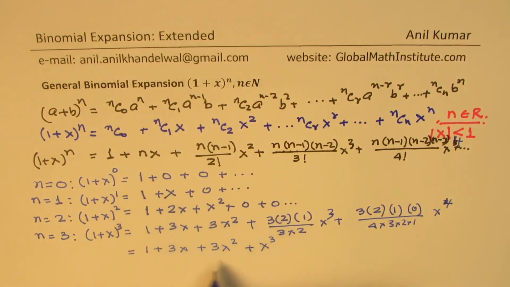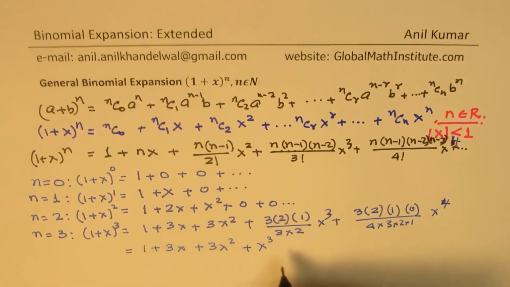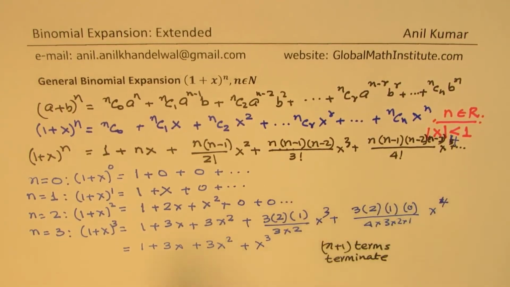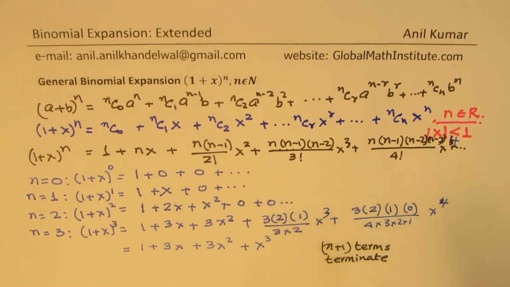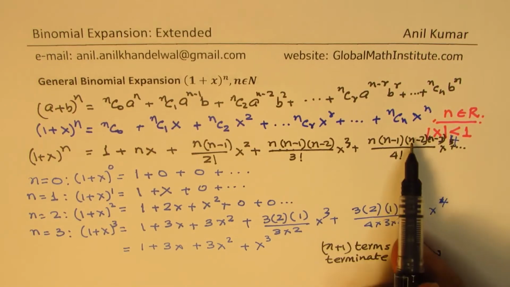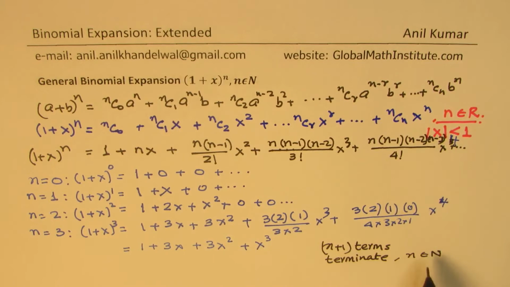Now if you see, these are the matching expansions, and if you continue, you find that this series always has n plus 1 terms, right? So there are n plus 1 terms, and they terminate. So these are not infinite series. They in fact terminate when n belongs to natural numbers, because n minus r will be 0 after some time, so all the terms after that will be 0. Do you get this idea?